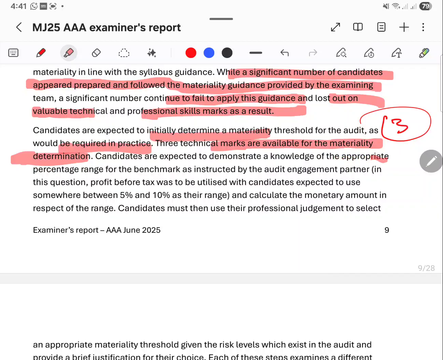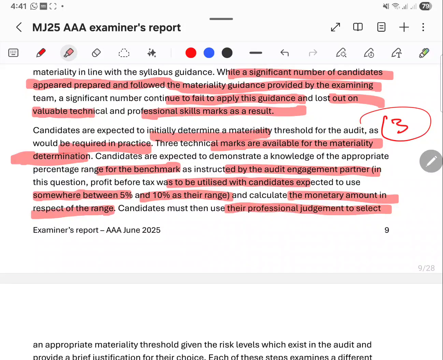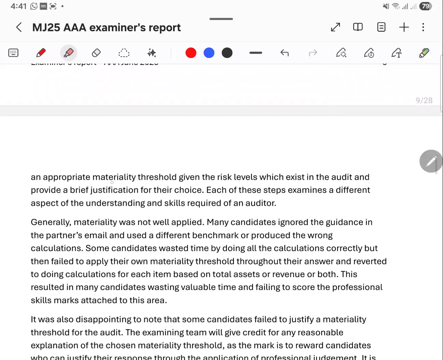candidates are expected to demonstrate a knowledge of the appropriate percentage range for the benchmark as instructed by the audit engagement partner. In this question, profit before tax was to be utilized, with candidates expected to use somewhere between 5 and 10% as their range. Calculate the monetary amount in respect of the range. Candidates must then use their professional judgment to select an appropriate materiality threshold given the risk levels in the audit, and provide a brief justification for their choice. Each of these steps examines a different aspect of the understanding and skills required of an auditor.